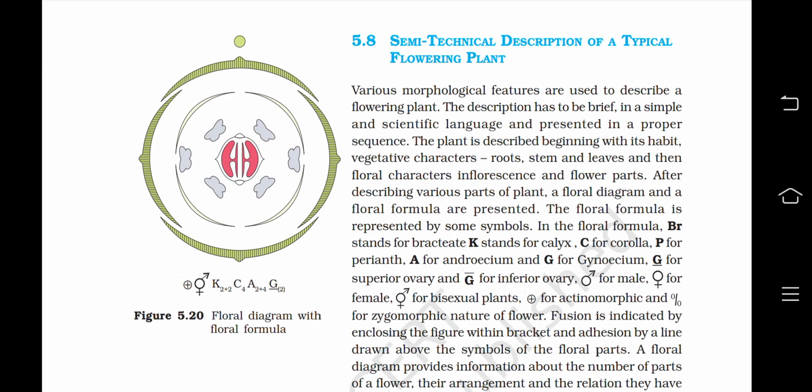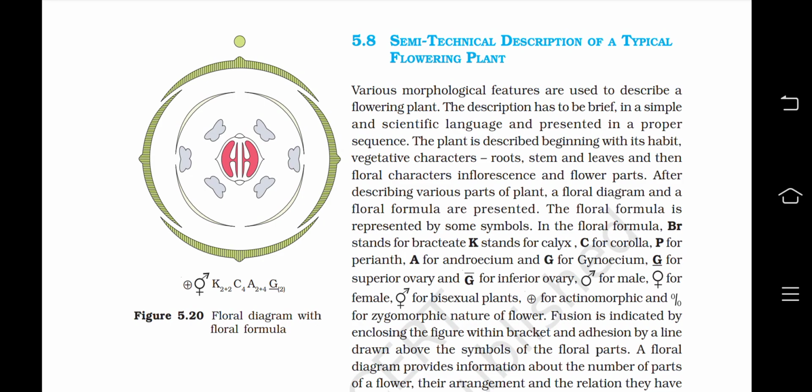In the floral formula, Br stands for bracteate, K stands for calyx, C stands for corolla, P stands for perianth, A stands for androecium, and G for gynoecium. A hyphen under the G indicates a superior ovary, and a hyphen over the G an inferior ovary. This sign is for male, this sign for female, and this sign for bisexual plants. The plus sign in a circle indicates actinomorphic, and a percentage sign indicates the zygomorphic nature of a flower.